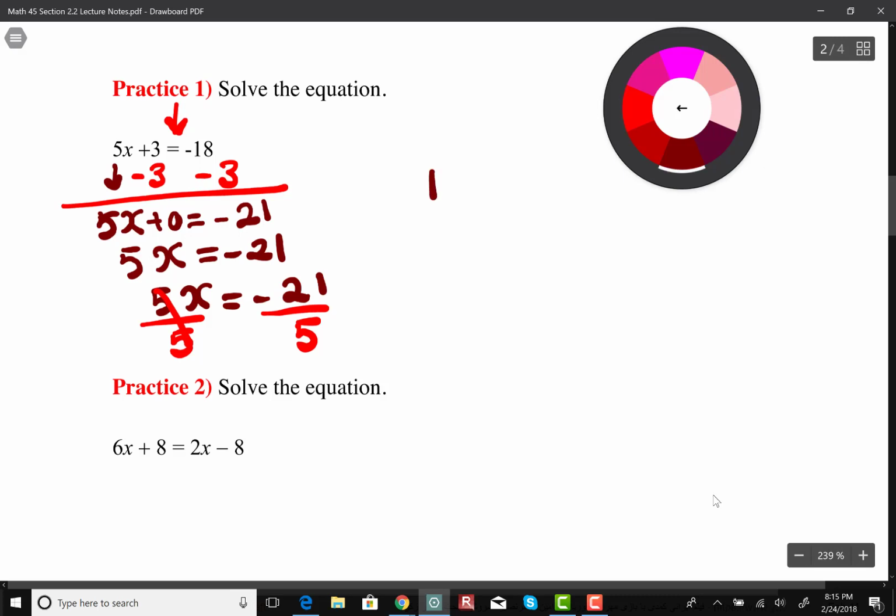So I'll put 1x equals -21 divided by 5. Of course, 1 times x is just x, so we don't really need to leave the 1. We simplify that to x.